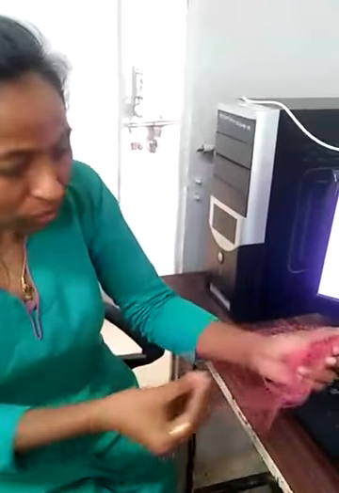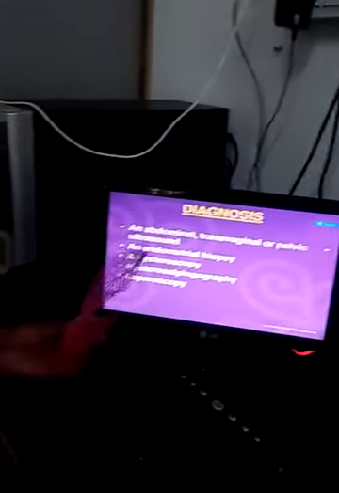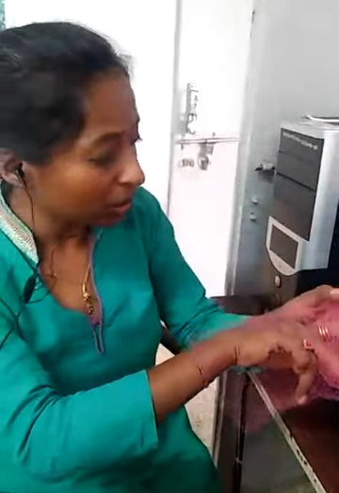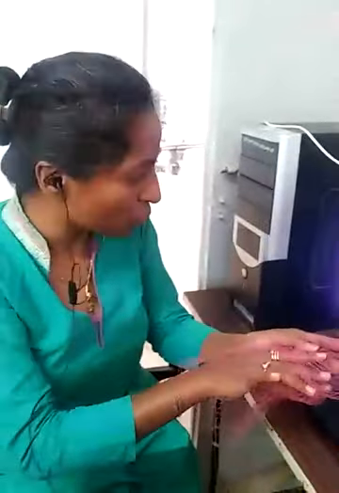We take a part of that and send it for further investigation to rule out whether it is benign or something malignant. That is the biopsy. Hysteroscopy is a visualization procedure where the hysteroscope is introduced inside and we visualize how the inside of the uterus is. It is not the outside. Checking the inside of the uterus is called hysteroscopy.